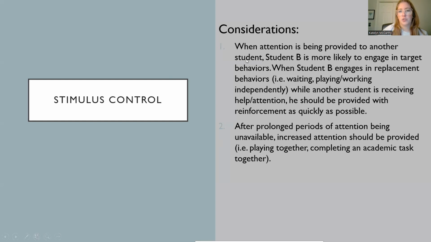In considering stimulus control, sometimes the student was more likely to engage in these behaviors when another student was receiving a lot of attention. For example, one day during observation, the paraprofessionals and the teacher were complimenting another student, great job, good vocabulary, that was great that you said that, and student B began to engage in target behaviors seemingly out of the blue. So when another student is receiving a lot of attention and student B continues to engage in those replacement behaviors, reinforcement should be provided as quickly as possible because we wanted to reinforce that.